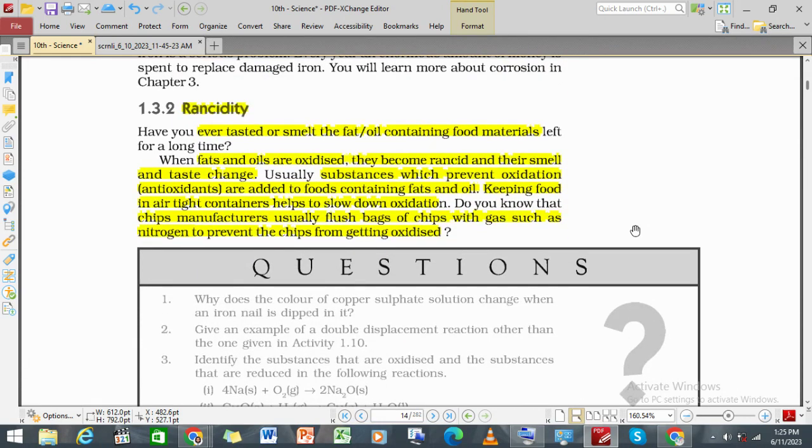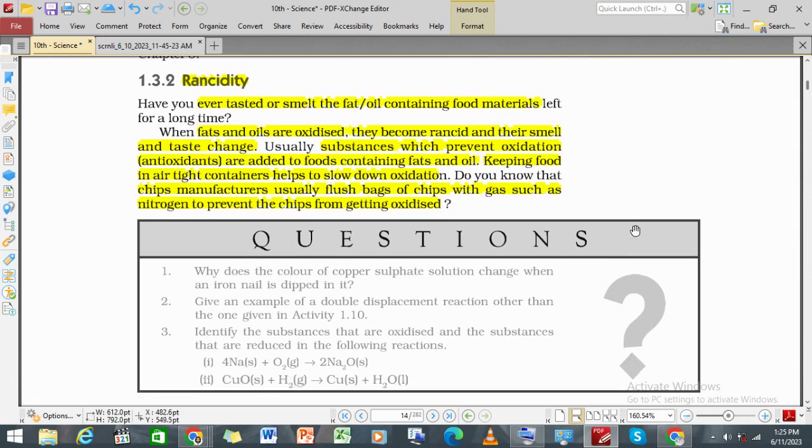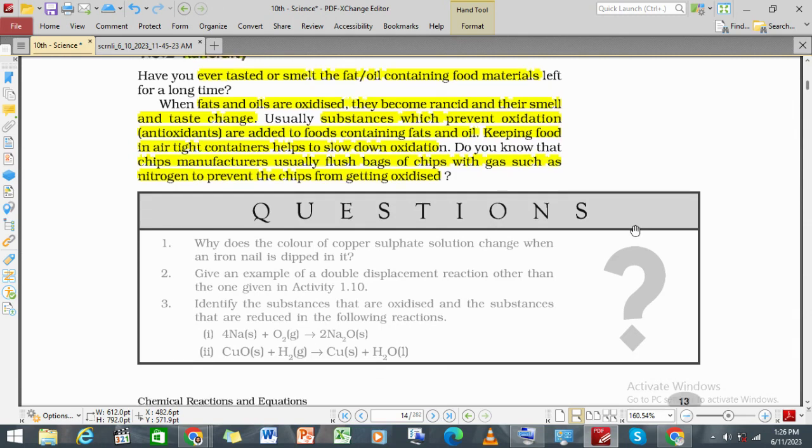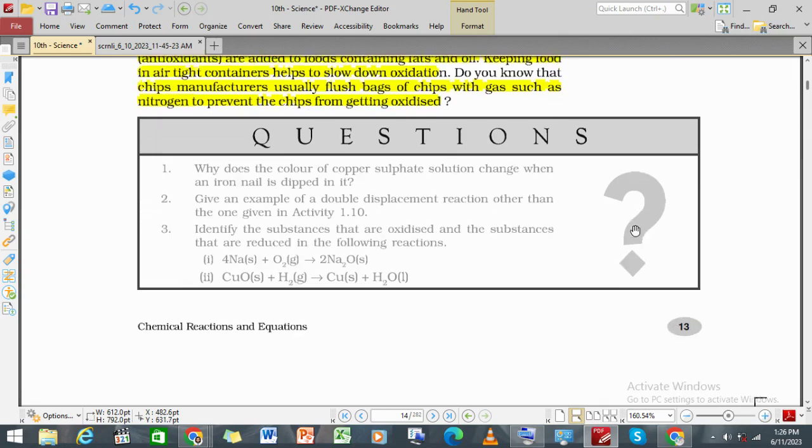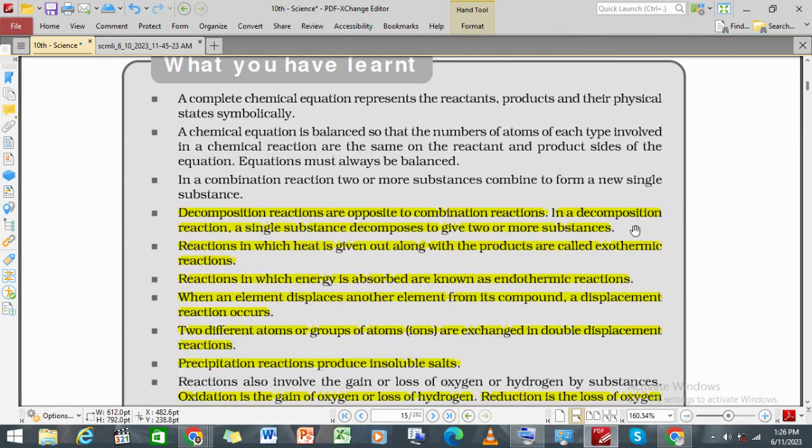Then we have rancidity. In rancidity, have you ever tasted or smelled food materials containing fat or oil? Fats and oils are oxidized. They become rancid and their smell and taste change, and substances which prevent oxidation are the antioxidants and are added to food containing fats and oil. And keeping food in an airtight container helps to slow down the oxidation. Due to that, chip manufacturers flush packs of chips with gas such as nitrogen to prevent the chips from getting oxidized. So here we have completed almost the chapter.